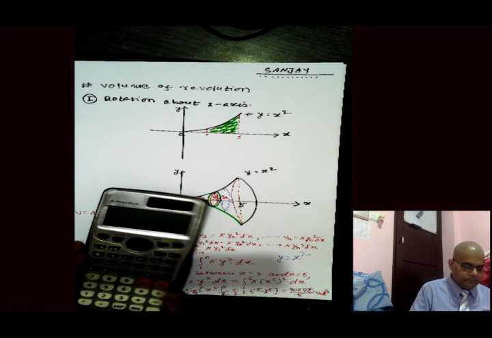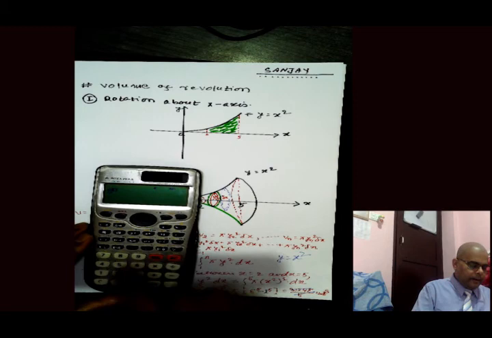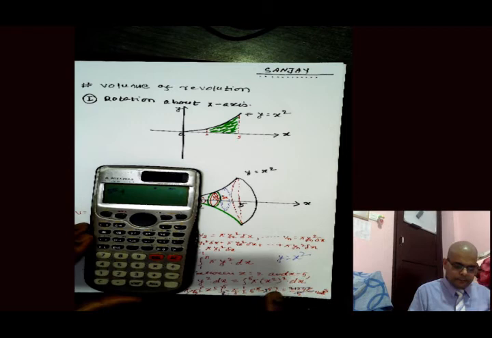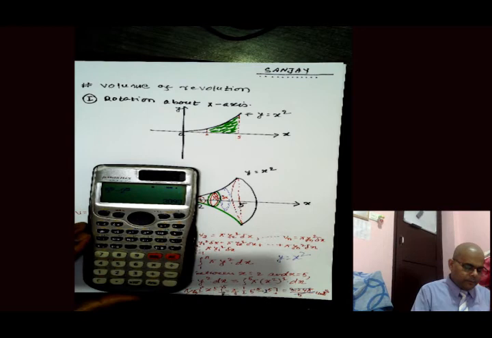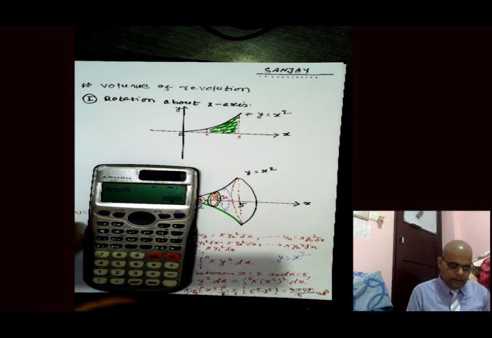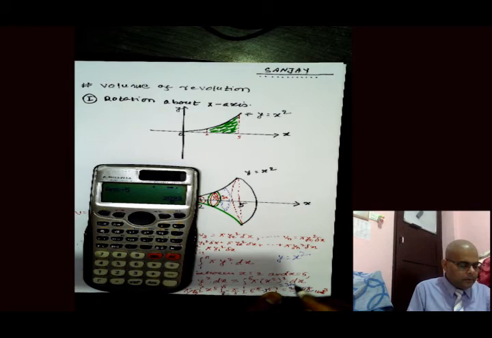So it is 5 to the power 5 minus 2 to the power 5, and that is going to be 3093, and if you divide this by 5, your answer is 3093 divided by 5 times pi, in units cubed.